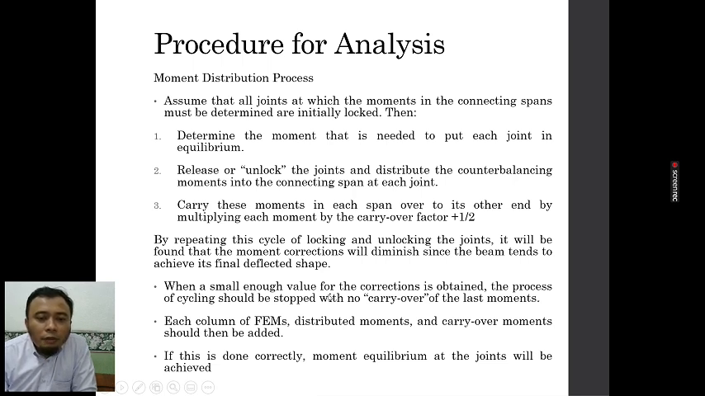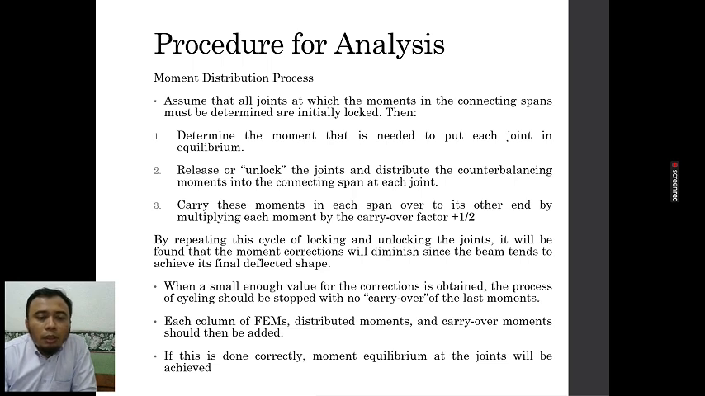When a small enough value for the corrections is obtained, the process of cycling should be stopped with no carryover of the last moment. Basically, if the moments are small enough, we can stop there and then sum up. Usually it's less than 0, or sometimes we set a round number, like 3 decimal places, like 0.111. Okay, so then we can stop.